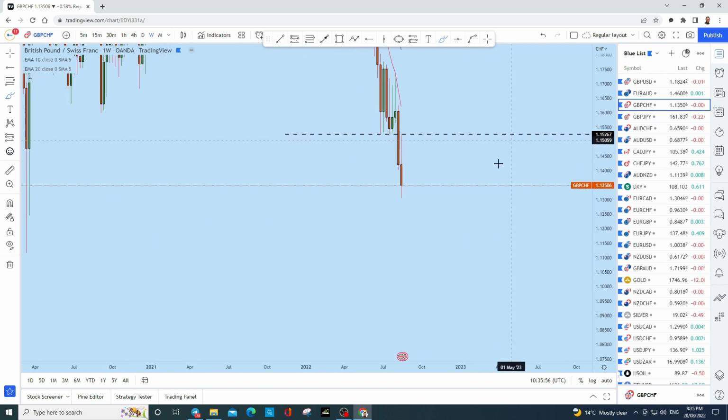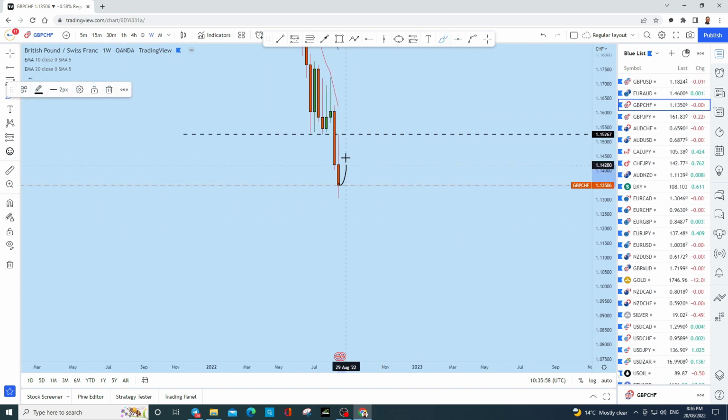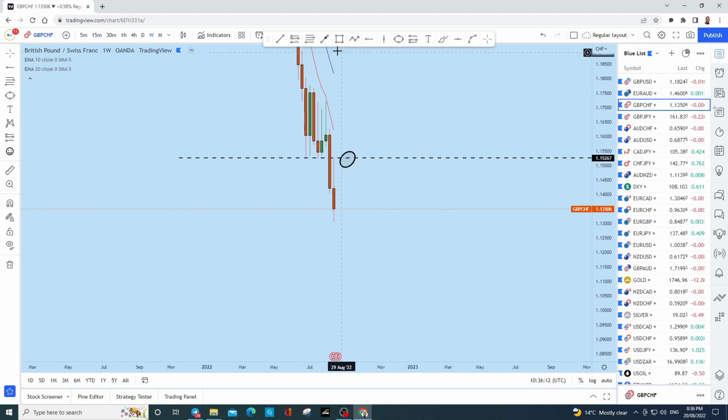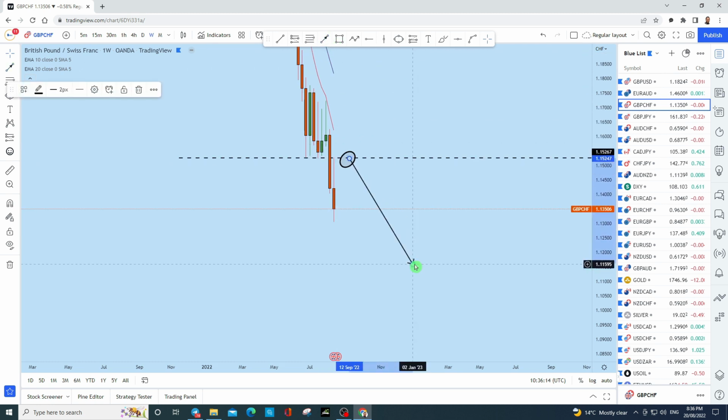That means that we might see another rise up on GBPCHF, probably creating a lower high along this zone, another retest of this previous support as a resistance, or even a higher low or lower high in this zone, and we might see a drop from this zone to the downside on the weekly perspective.